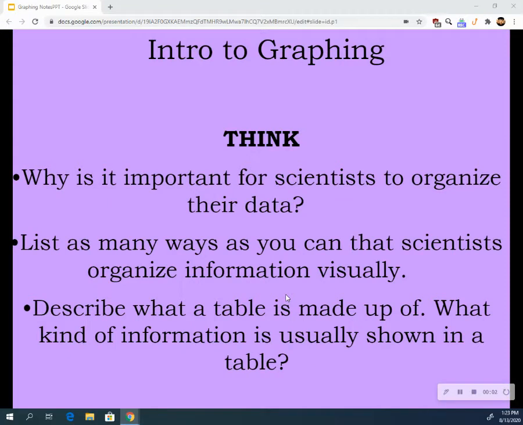Okay, so we have talked about gathering data through our senses, through numbers. We've talked about observing different things that we see. We've talked about creating a hypothesis or drawing a conclusion. Now, the biggest thing that we need to do is figure out how to organize that data.